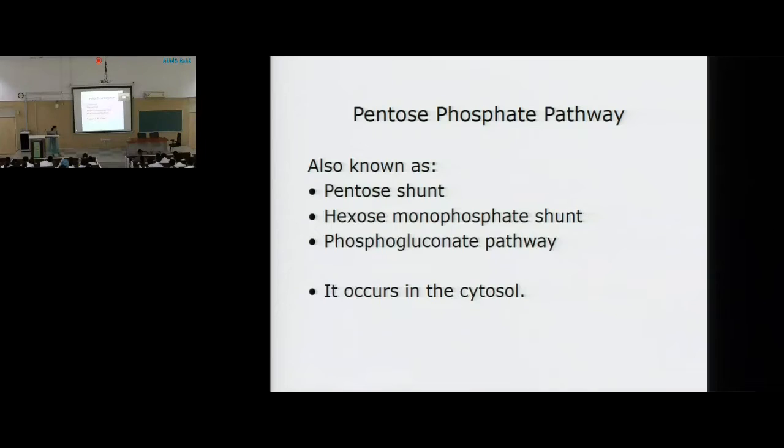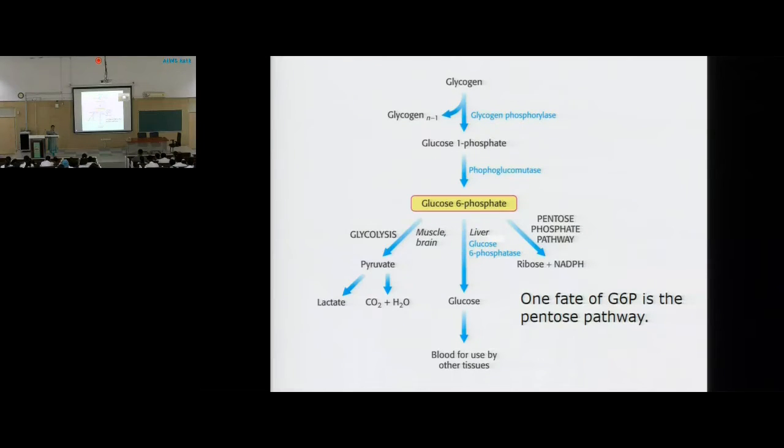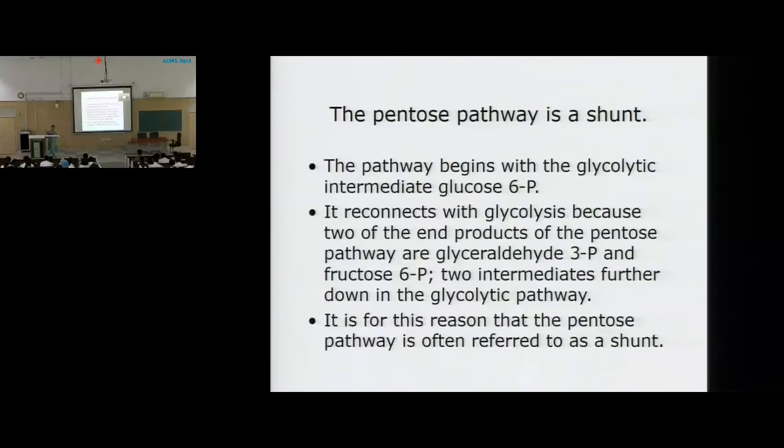So the basis of this patient's picture is actually a shunt, which is called the HMP shunt. So why is it called a shunt? It is called a shunt because it is very integrally linked to glycolysis. So this is the fate of glucose in various ways. One of the pathways is the pentose phosphate pathway, and it is linked to glycolysis because the end products are there in glycolysis, and the starting material also can come from glycolysis.